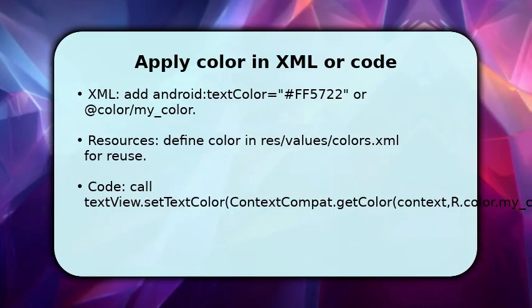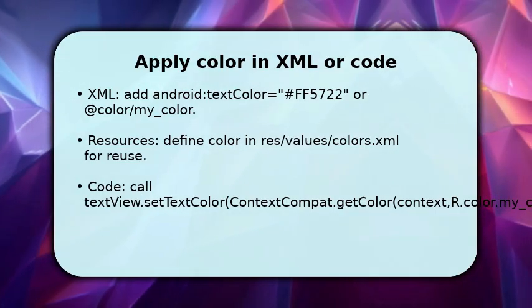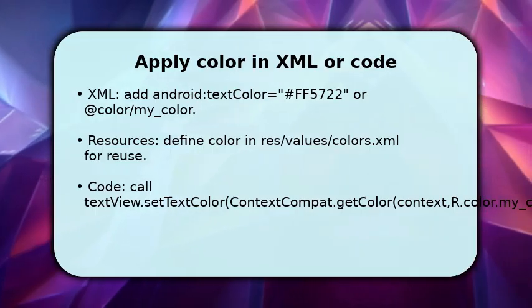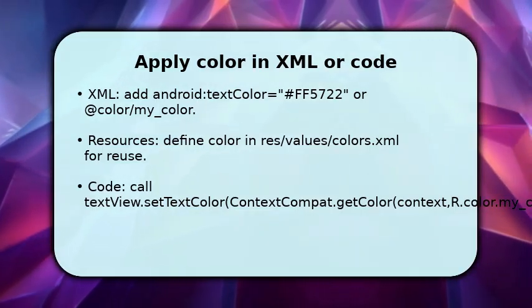Alternatively, from an activity or fragment, use textView.setTextColor with ContextCompat.getColor to respect theme compatibility. Once done, rebuild or finish by centralizing the color when appropriate.